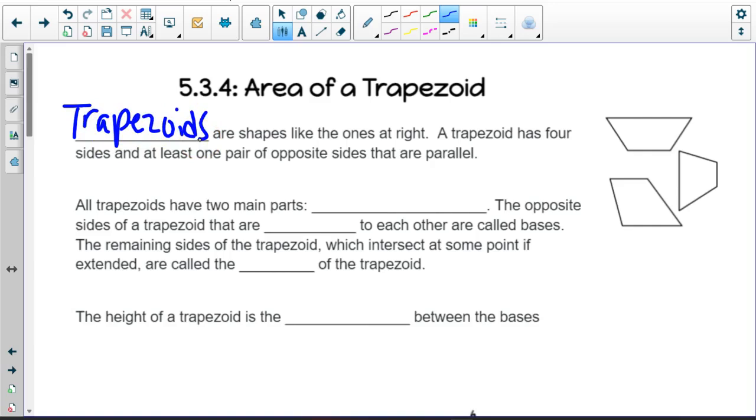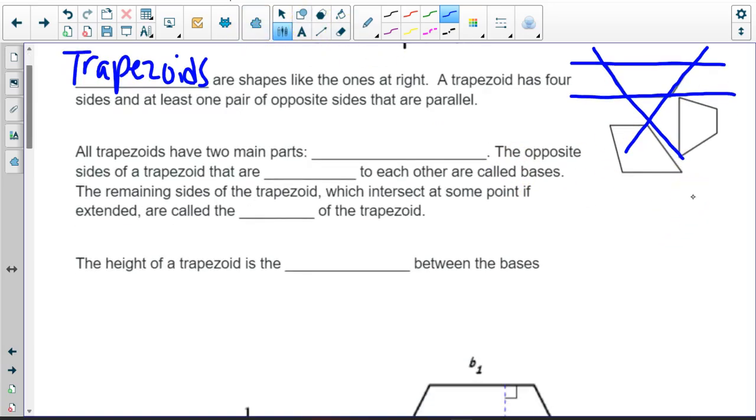All trapezoids have four sides and at least one pair of opposite sides that are parallel. So if we look at these shapes over here, if I extend these lines, these are parallel. These will never touch. But if I extend these ones, they will. So they have one set of parallel lines.